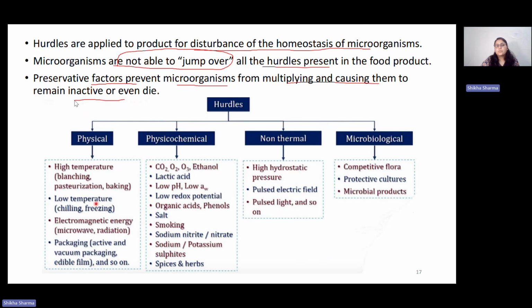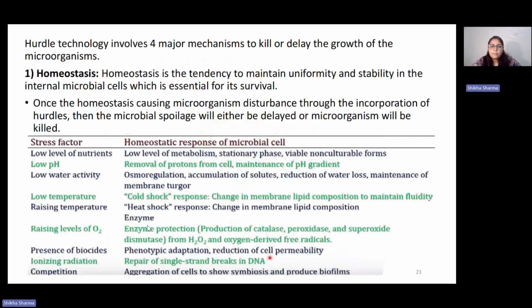So the hurdles can be classified like physical hurdles like high temperature or low temperature, then electromagnetic energies like microwave or radiation, then packaging techniques like active packaging or edible packaging, and then physiochemical factors can also be there, like CO2, O2, ethanol level, and lactic acid, low pH or low water activity, low redox potential, organic acids and phenols, then salting.